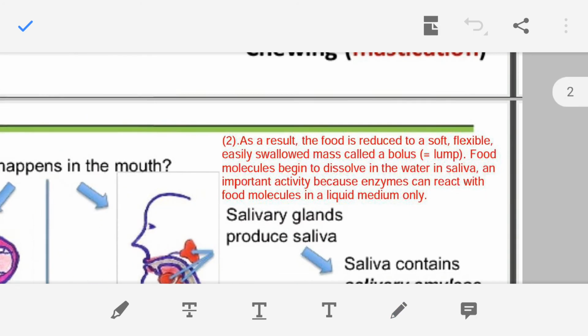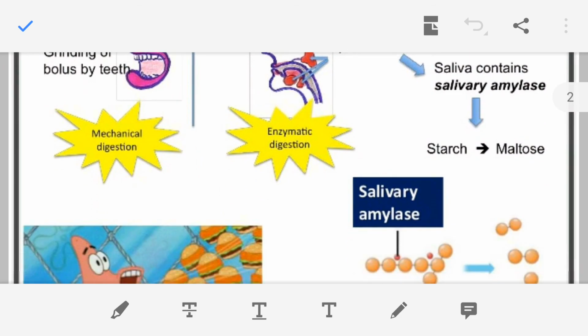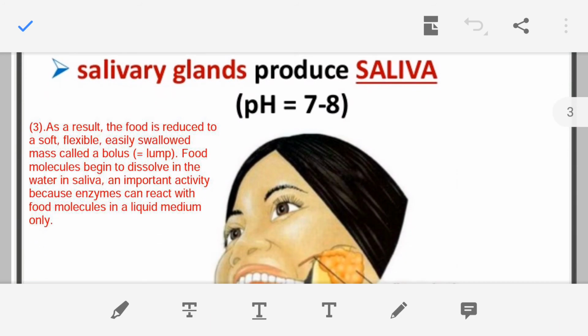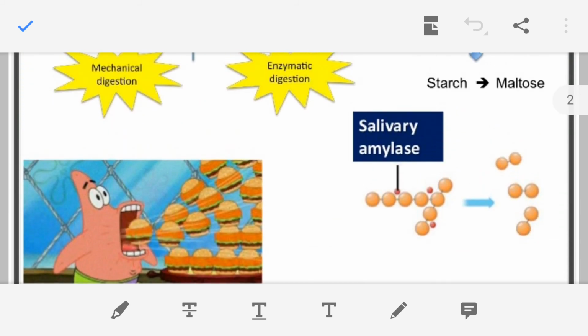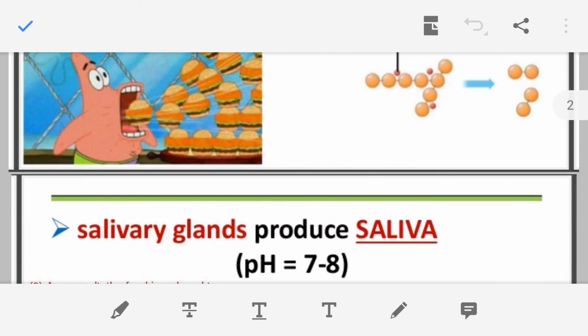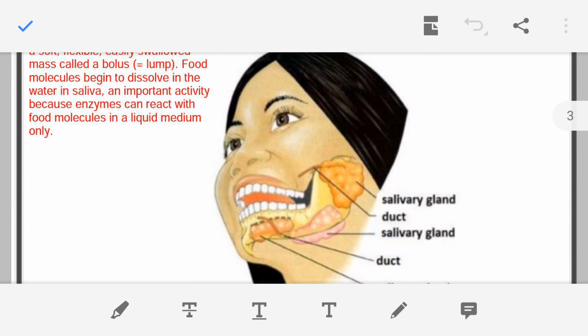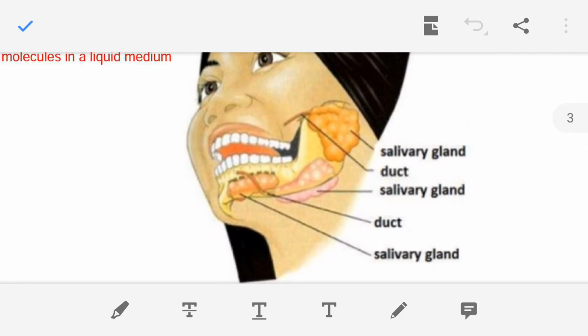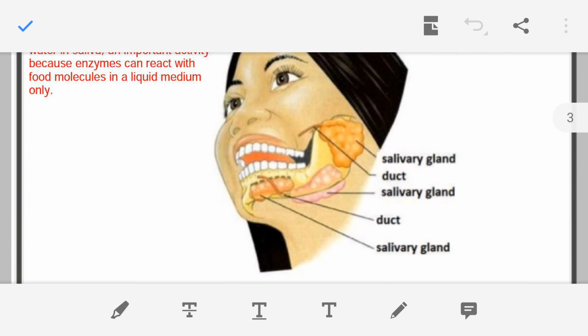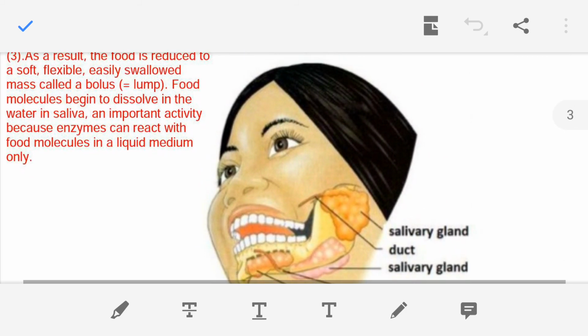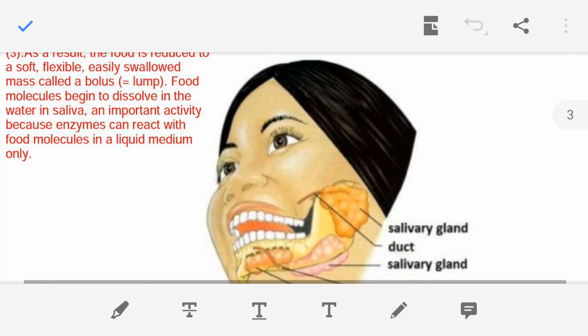Now moving on to the third point of our discussion. I have repeated the third point because, as you can see, these are the salivary glands, and I have already delivered the lecture on the salivary gland. So now you are familiar with which are the salivary glands, where they are located, what the composition of saliva is, and what role the saliva is playing. If you haven't seen that lecture, you can go through that lecture on the salivary gland. So this is the same point.